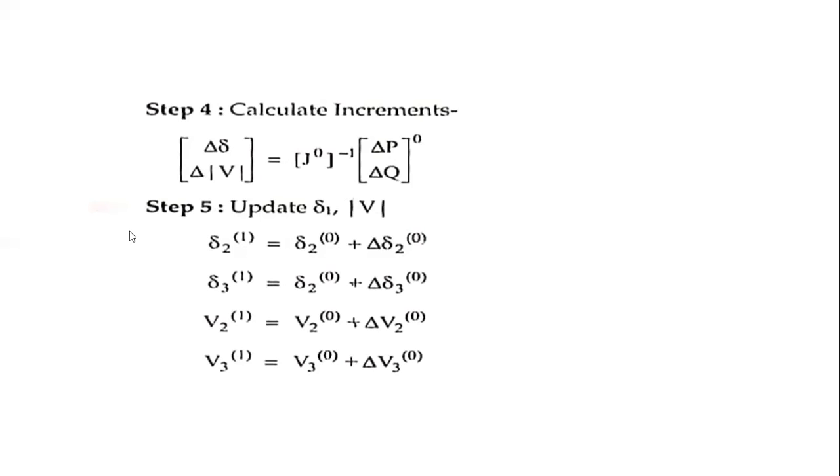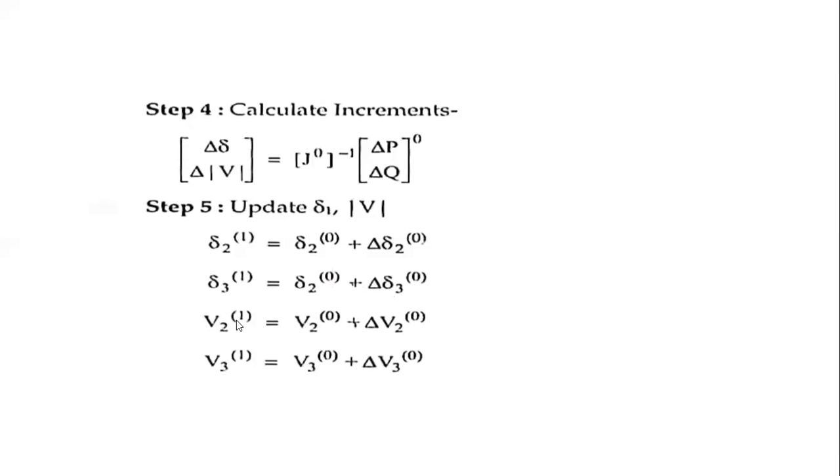Next, coming to step 4, update delta and V. Delta 2 of 1, this is the first iteration for that delta 2, is delta 2 of 0 plus delta delta 2 of 0. Next, coming to the third bus, delta 3 of 1 equals delta 3 of 0 plus delta delta 3 of 0. This is the changing value for that angle.